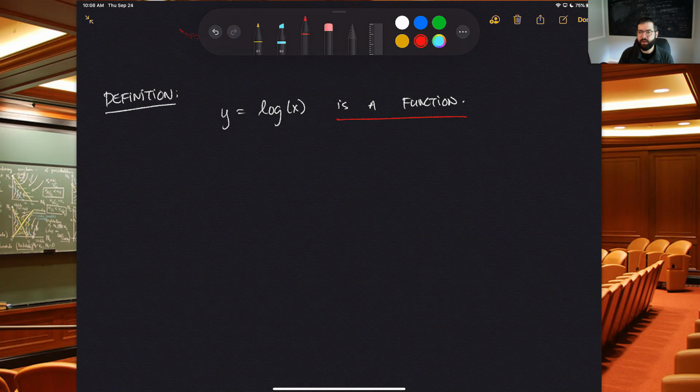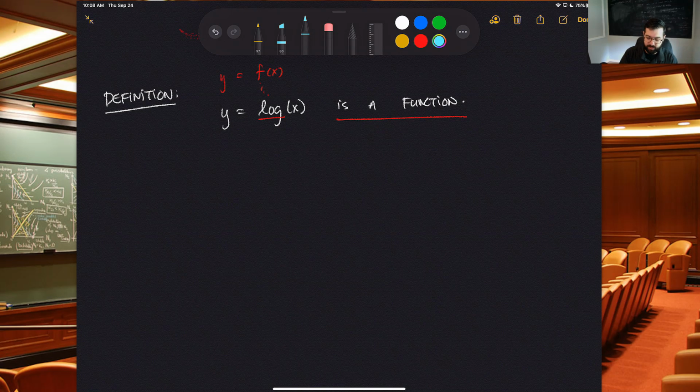It's not a number. It's not something that can be canceled. Sometimes I'll see people crossing out logs when they're dividing because it seems like some algebraic thing or some variable. It's not a variable. This is a function. So in the same way that you have y equals f of x, here that function is the log function. So it has an input and an output. So what are the inputs and outputs for the logarithm function?